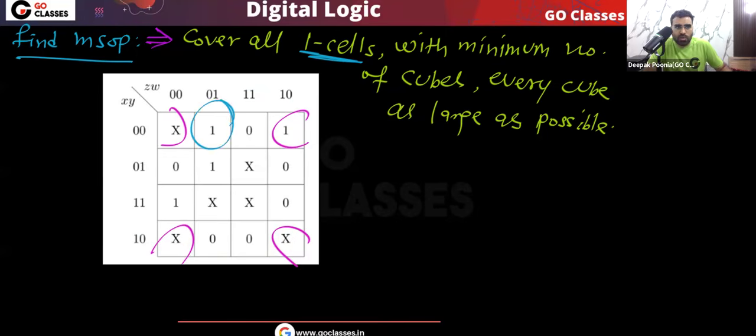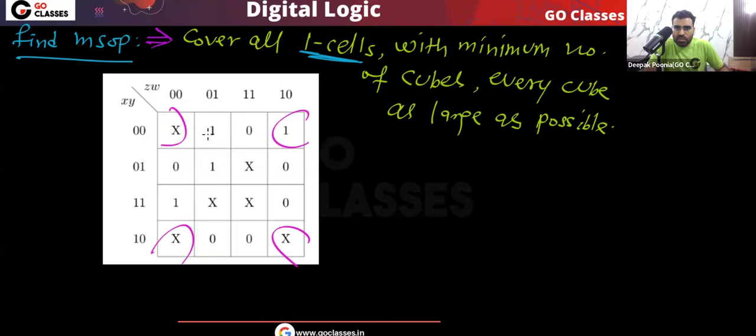So let's see how to cover this one. For this one, this is a useless neighbor. This is also a useless neighbor. So there are 2 useful neighbors. You can see this is a useful neighbor, this is a useful neighbor. So what will this one do? It will try to create a cube which is as large as possible with the help of useful neighbors. But remember, I cannot do this, because I cannot cover 0.